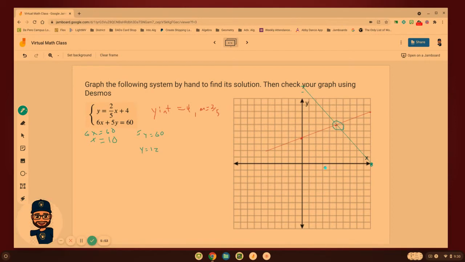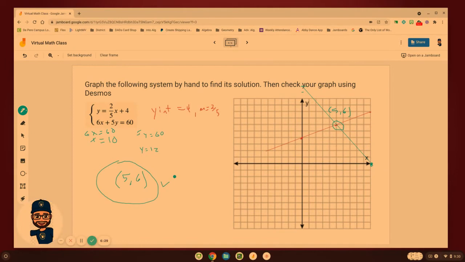Boom, found it. 1, 2, 3, 4, 5 to the right. 1, 2, 3, 4, 5, 6. 5, comma 6 should be our solution to the system. So if we plug those in, 2/5 times 5 is 2. 2 plus 4 is 6. Is that what y is? Yep. 5 times 6 is 30. 30 and 30 is 60. So it works in both.